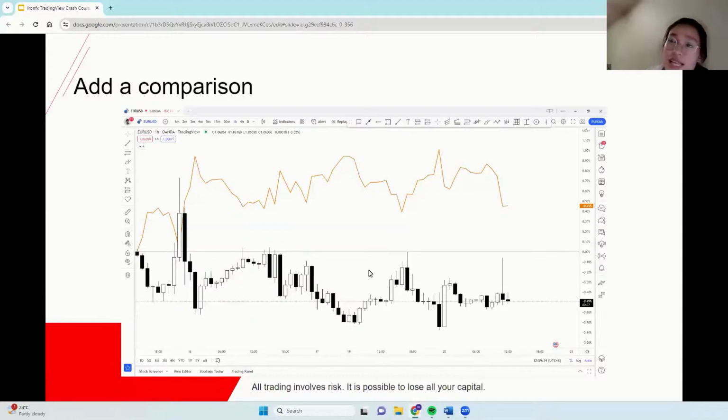So if your analysis on euro USD is bullish, and in the past you can see that on the DXY it's pretty similar as well, you might be able to use the same analysis for your DXY as your euro dollar.